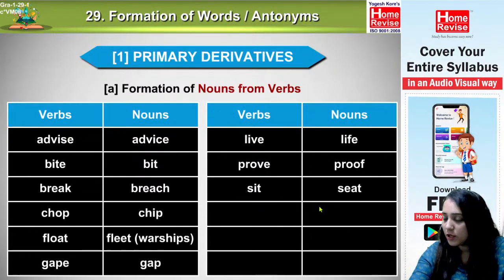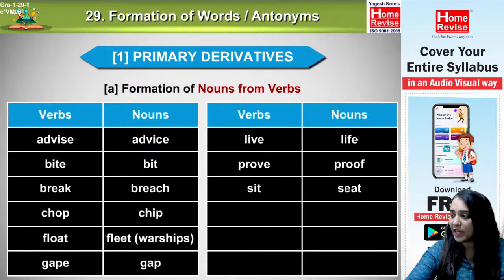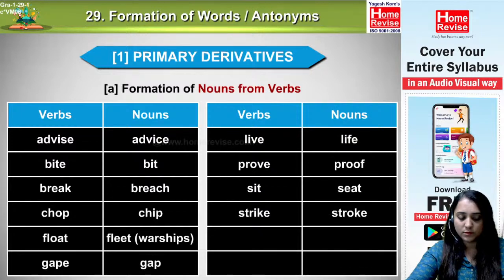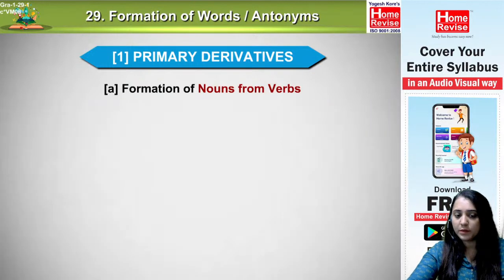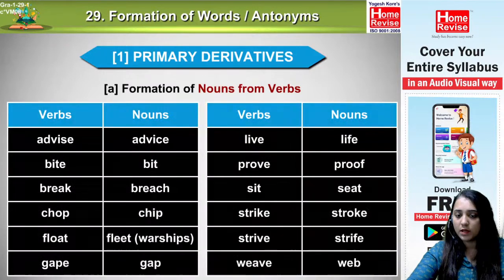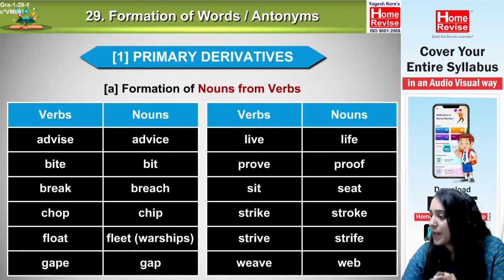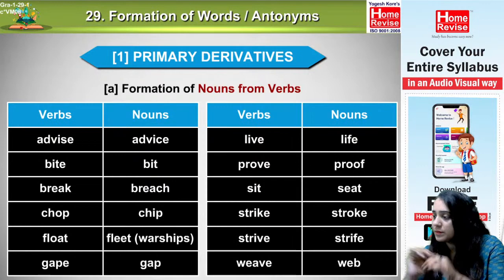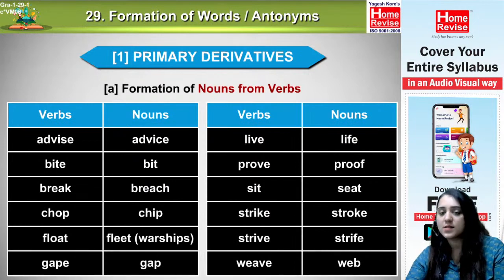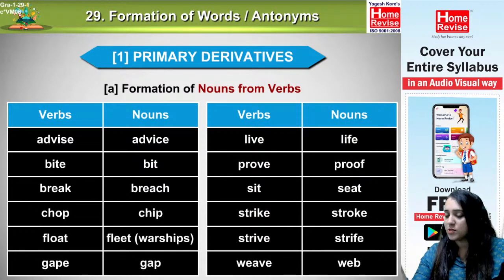So everyone, use your brain and tell me. Fast, fast. I'm waiting for each one of you to reply. Eat. Strike, stroke. Strive, strife. Weave, web. I want each and everyone to answer. Yes, Shweta, Priya, Shravani. Yes, fast. I want the answers. You can take weave and web also. You can take float and fleet also.